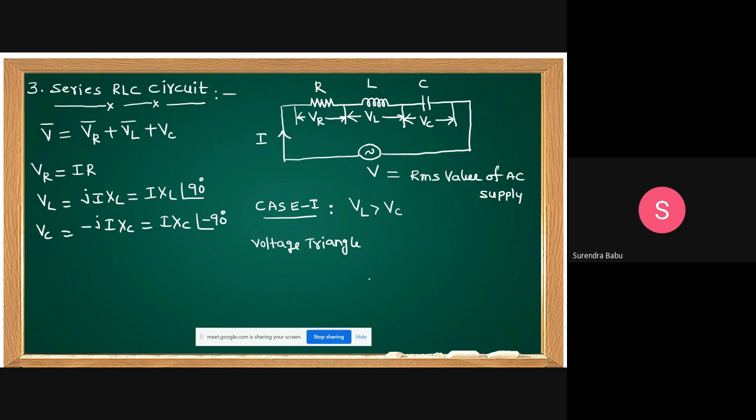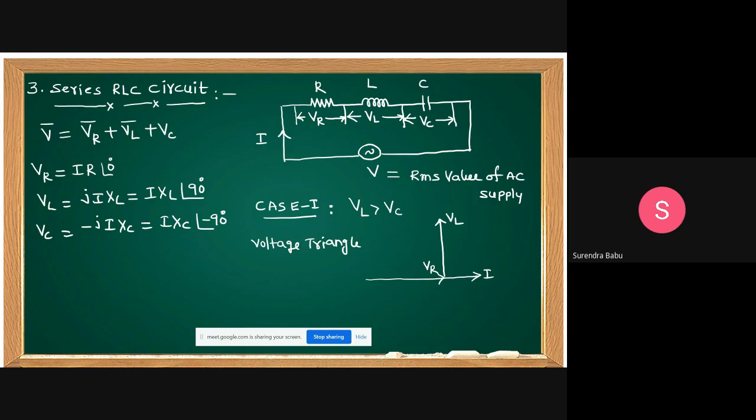Take the reference, which one? Current. Then what about VL? First you write VR. VR is in phase with the current. It is the resistive drop, because the angle is 0 degrees. Then what about VL? VL leads by plus 90 degrees. Okay, this is VL. VL leads.